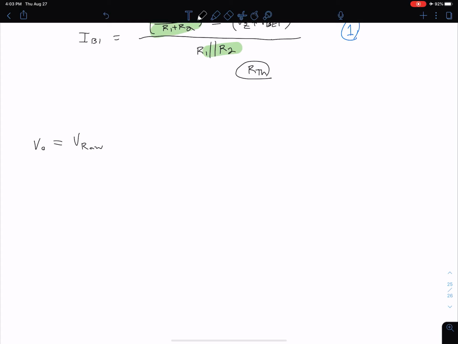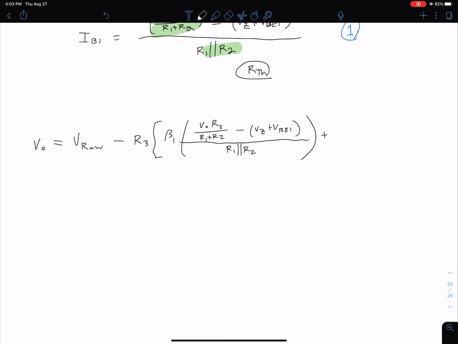So rearranging a little bit, we get V raw minus, and then I can factor out this R3, and I'm going to have beta 1 times a lot of stuff. So I'm going to have V0 R2 divided by R1 plus R2 minus the quantity VZ plus VBE1. All of that is going to be divided by R1 and R2 in parallel. And then we have plus IL divided by beta 2 minus VBE2.